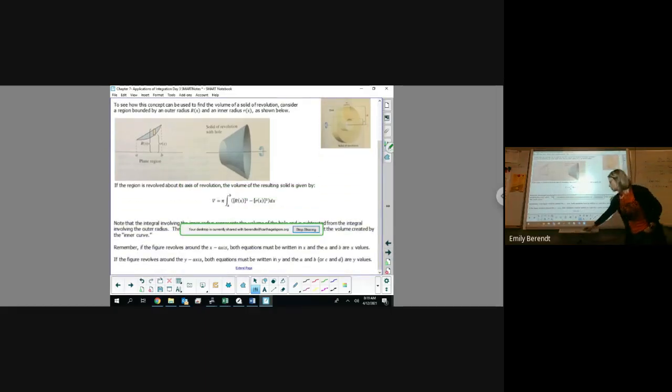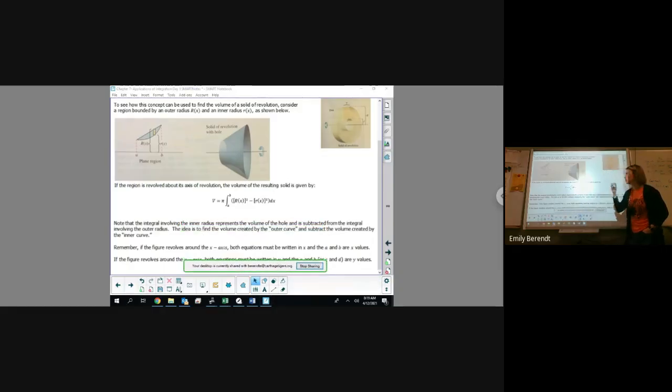It's still the same formula, except we're subtracting the two radii. Last time we had pi times r of x squared, because it was just a solid circle and we called it a disk. But now we're going to have big R of x squared minus little r of x squared, and they have the pi in front of the integral, just like we did before.